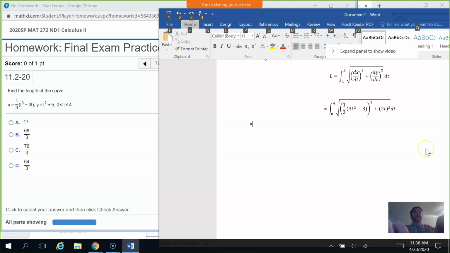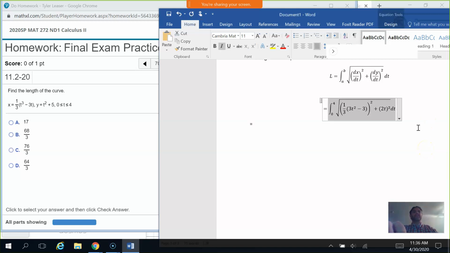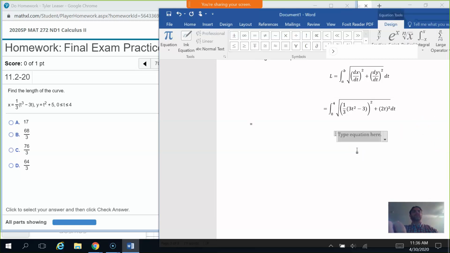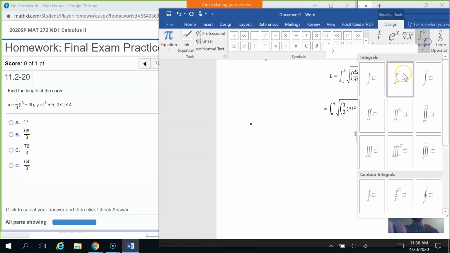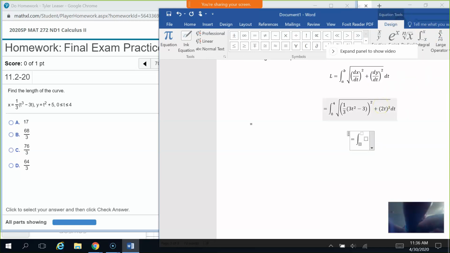Okay, cleaning this up. It's still going to be the integral from 0 to 4. Inside the square root now, simplifying all that stuff down, when we square this out, we can just square each of these terms separately. 1/3 squared is 1/9, and then that 3t squared minus 3, we would have to FOIL all out. So let's go ahead and FOIL that.